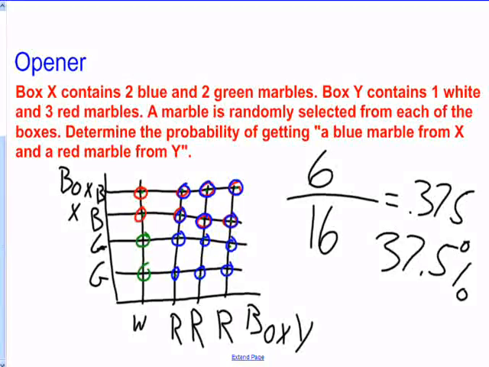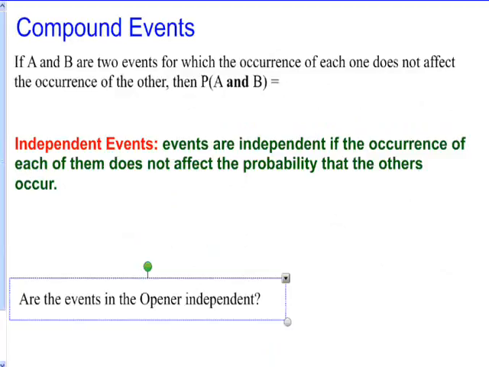All right? Now this is a compound event. Not only do we want one thing to happen, but we also want another thing to happen. So that's where we have the word and. You learned a little bit about that last time, the word and or. And means we want both things to happen. So we have to have the blue marble picked and the red marble picked. Okay, so compound events: A and B are both events which occur, where the occurrence of each one does not affect the occurrence of the other.